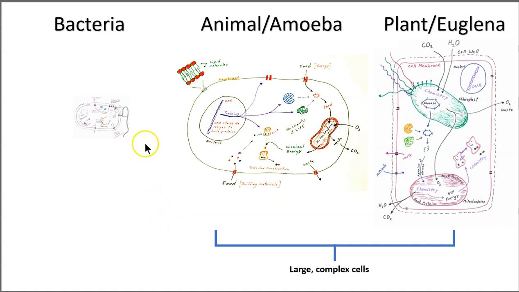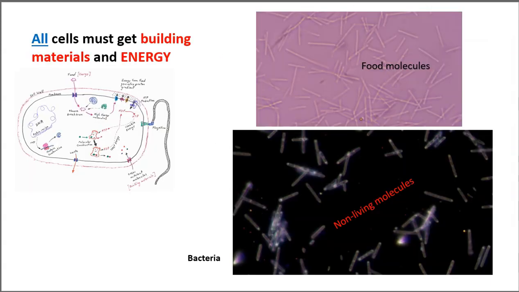In the last lesson, then, we introduced ourselves to two basic kinds of cells on planet Earth. We have these small, simple bacteria-like cells, and then large complex cells like we find in animals and plants, and the single-celled versions, amoeba and euglena. In the rest of this lesson, we'll continue to look at some similarities and differences.